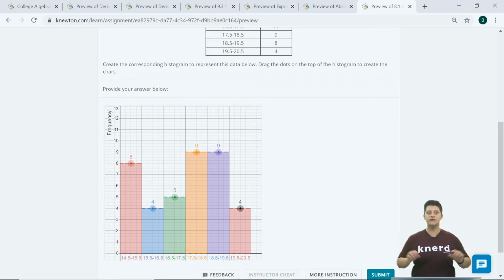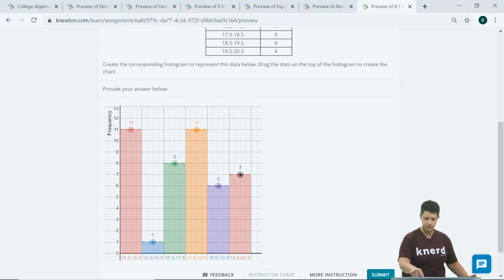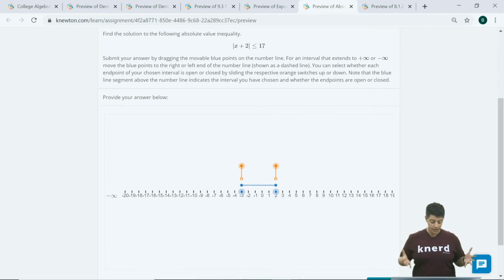Here's a little hint for all Desmos problems. If you see a little dot, you can see at the top of every bar there is a little circle. Those are movable. So if you see a dot, you can move it. That's what we want to get into. When we get into it, we see here we have a number line. Every one of these dots we can move, including these orange ones.